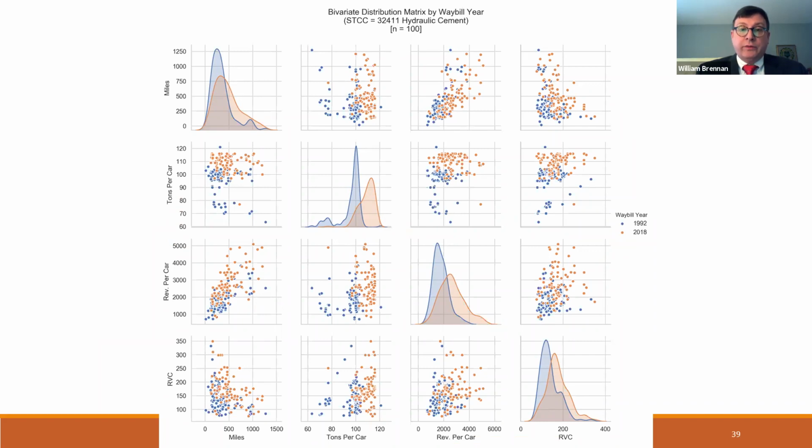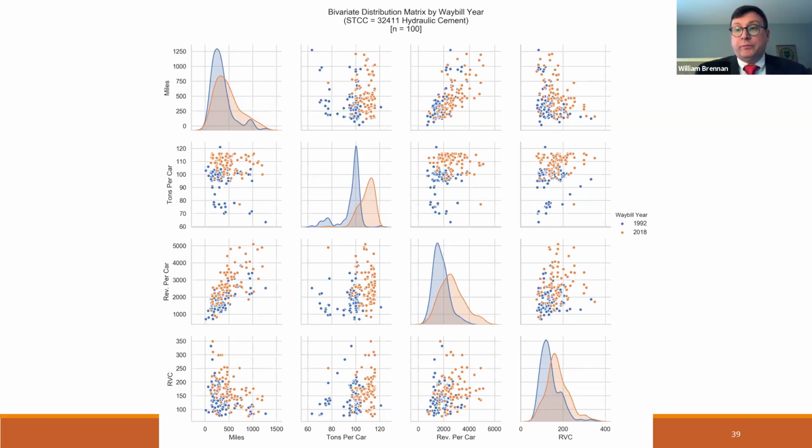So what does it show? Well, it shows that there has been an increase in the length of haul. There are more movements moving at 500 miles and beyond. There's been a substantial increase in tons per car. There's been an increase in revenues per car, no doubt related to the fact that both mileages and tonnages have gone up. There's been an increase in RVC distribution, as revenues seem to have increased faster than the variable costs. In the scatter plot, we can see further that the further the railroad rolls a car, the more revenue it tends to collect.